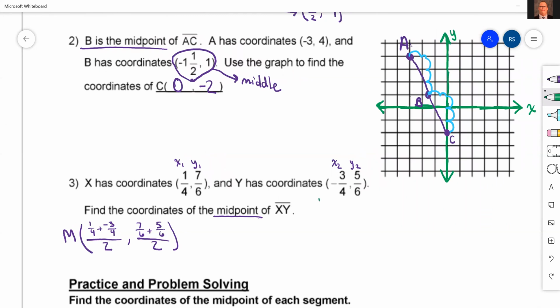So 1/4 plus -3/4. What's that give you? Gives you -2/4. What's another way to write that? -1/2. So that means for our midpoint here, we're going to have a -1/2 on top.